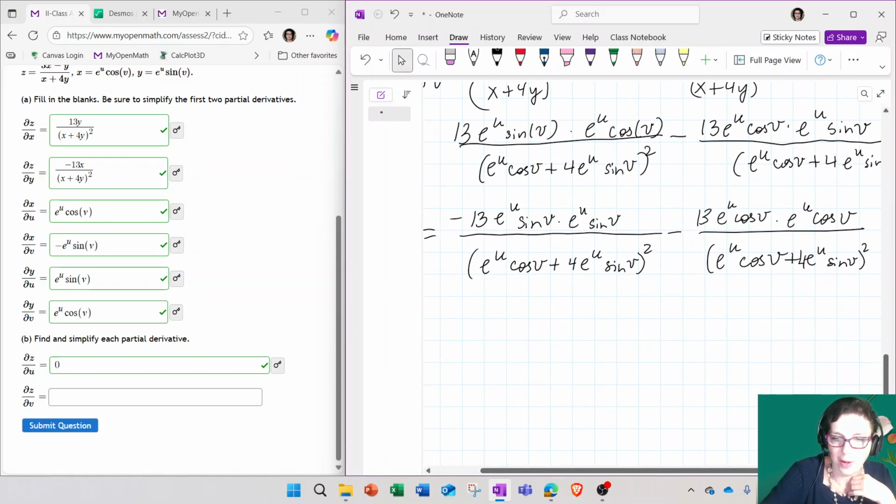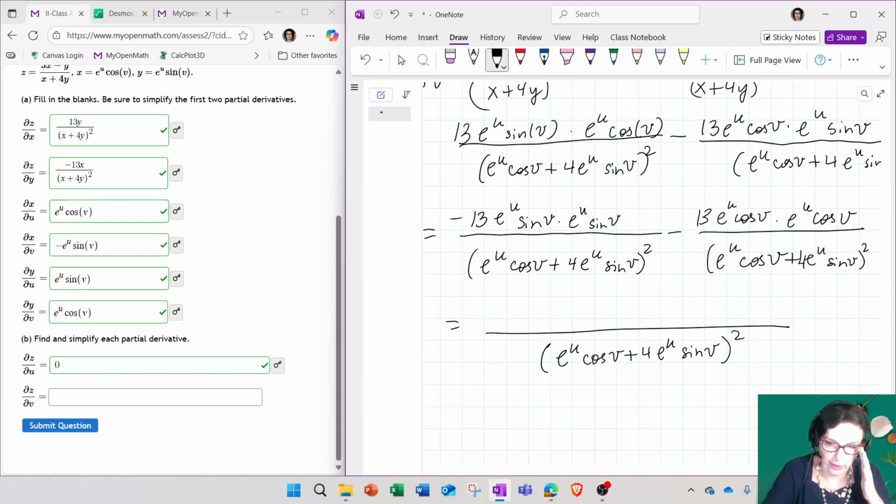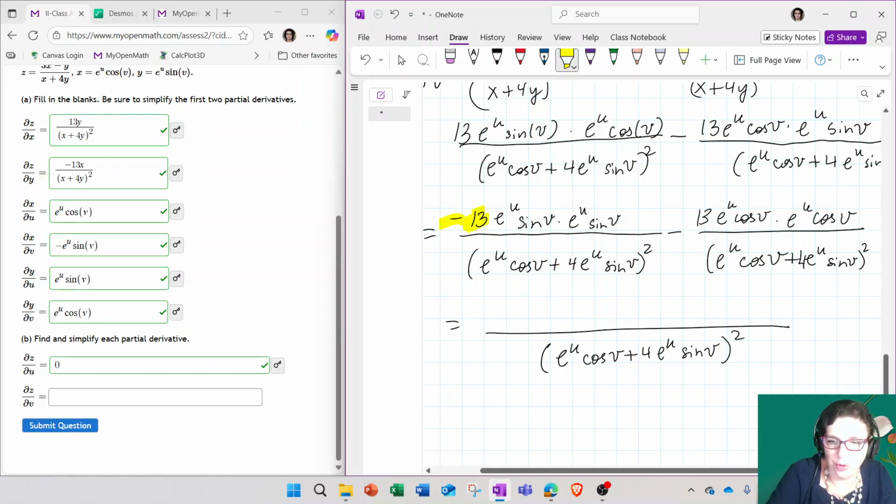When we combine these two, because the bottoms are the same, we can just do the operation on the top. The bottom is going to stay, and there is nothing you can do about it. Do not try to FOIL it or, even worse, distribute the square. If you look at it, this is going to be sine squared and this is going to be cosine squared, but they share something. They share this negative 13, and they also share e to the u and another e to the u, so we can factor that out.